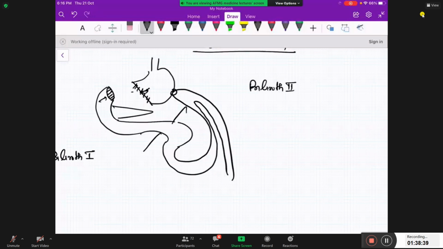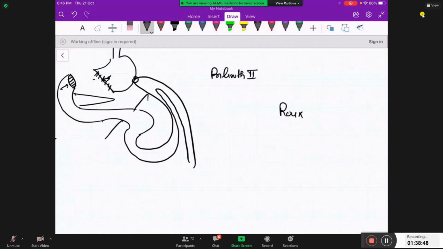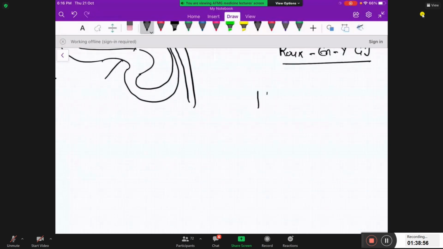And when I was at your level, leave alone understanding, I didn't even know how to pronounce it. It is not Rox and Y. It is Ru and Y gastrojejunostomy. What is this Ru and Y? Let's understand. ये हमने किया है. This procedure you have to understand, then only you will be able to make out what is happening here.